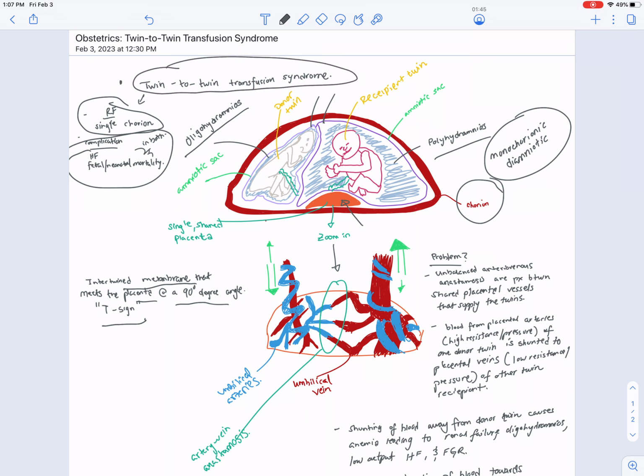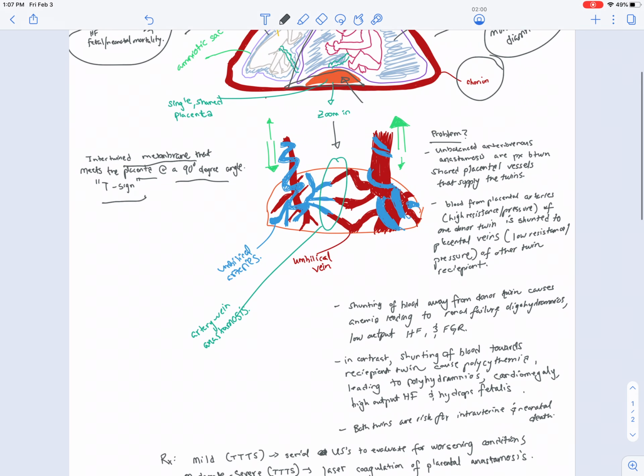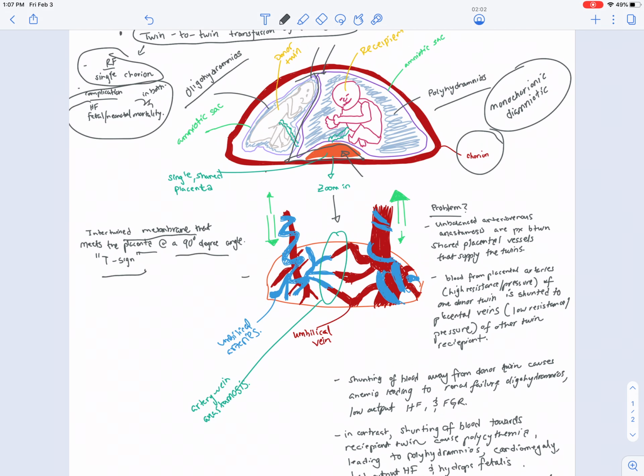And you can see over here, this presents with a T sign right here. My drawing is bad, but the placenta should have been like that, but you can understand what I'm saying. So what's the problem here? The problem here is basically this. This side is going to present as the donor, and this side is going to be the recipient side.